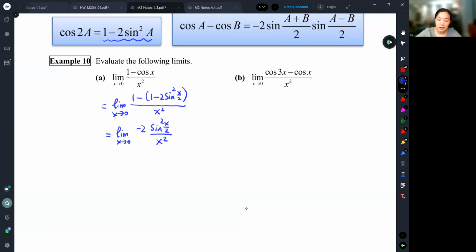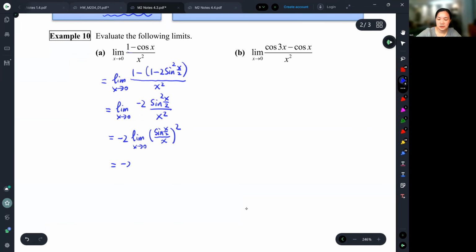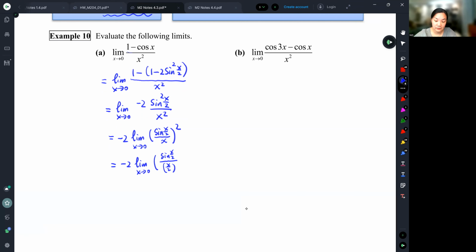Okay. Now, as you can see, -2 can be taken out. And then you will have sine x over 2 over x, which is sine x over 2 over x squared. Okay, not there yet. Because you need to change this to sine x over 2 divided by x over 2. Okay, and then you will make the square after the limit. You know what I mean?